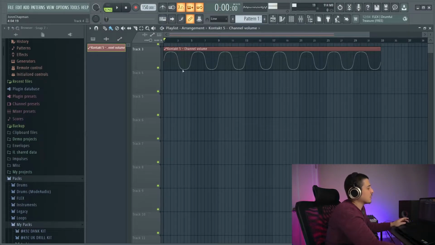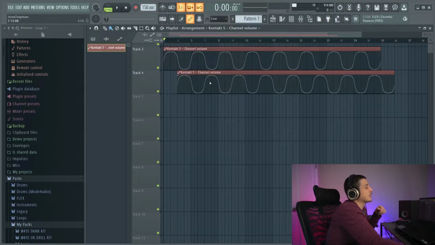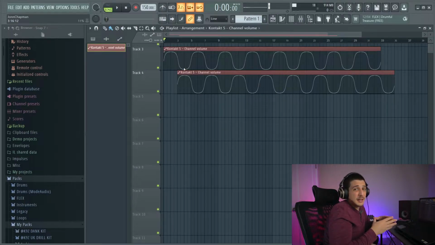What phase issues are is if we were to take these and interlace them like this. Now what you're seeing is an equal negative pressure to an equal positive pressure. As this is going up 1, this one is going down 1. And because of this, we're going to get cancellation.